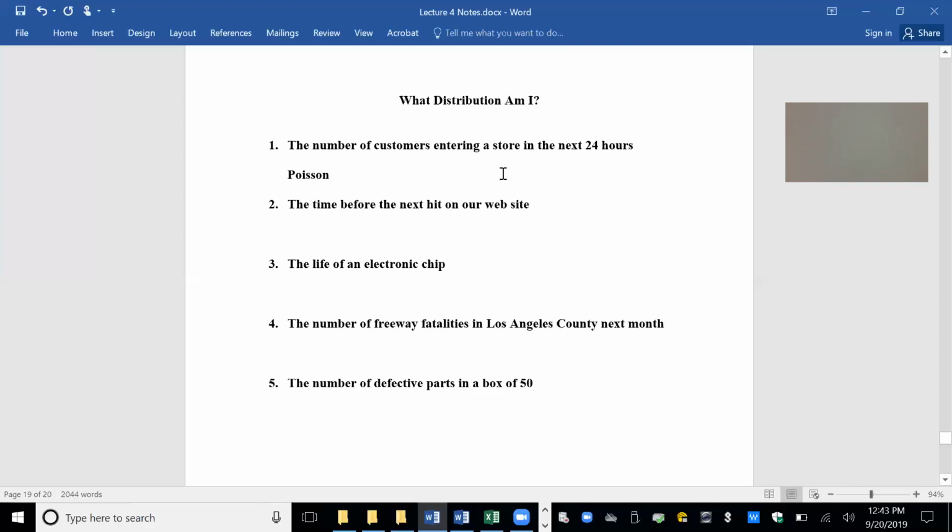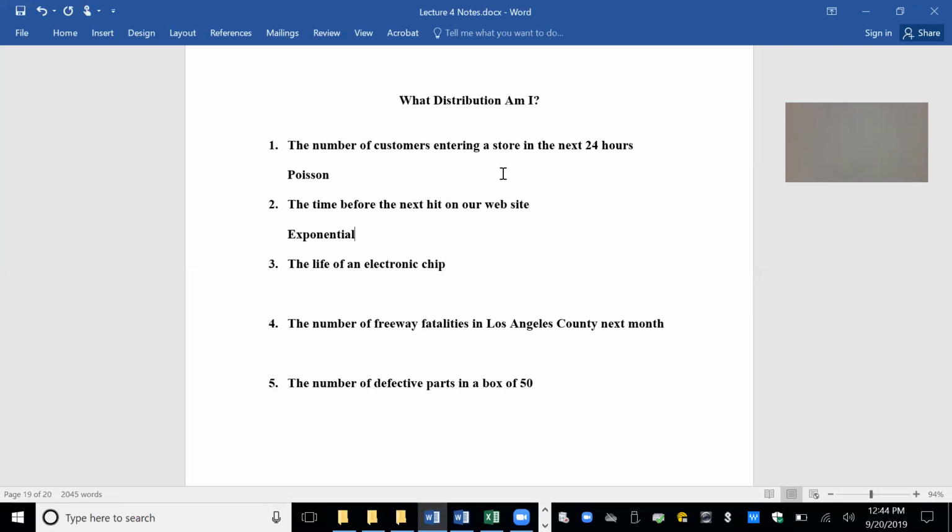Let's try it again. The time before the next hit on our website. Think about it. Go ahead, say it. I know it. Exponential, correct. Can it take on the value 1.234 minutes? Yeah, it's continuous. Okay, end of story. The only thing we've seen so far that's continuous is exponential. Don't need to go any further. Can it take on the value 1.234? Yeah.